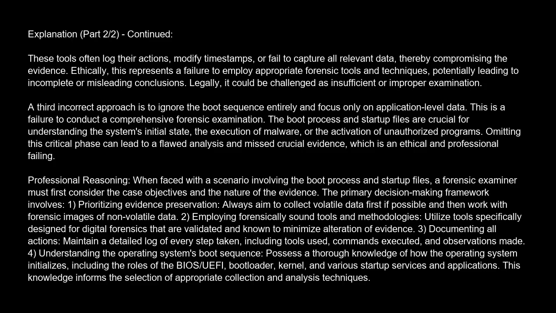Professional reasoning. When faced with a scenario involving the boot process and startup files, a forensic examiner must first consider the case objectives and the nature of the evidence.